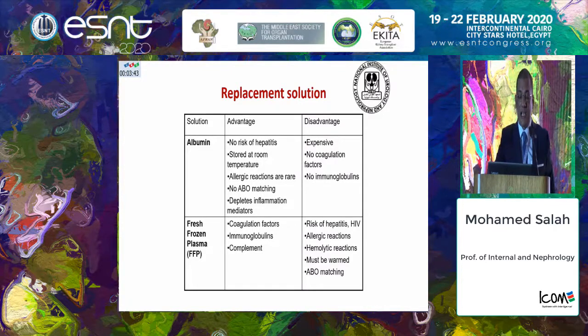In fresh frozen plasma, the advantages are that there are coagulation factors, immunoglobulins, and complement. The disadvantages are the risk of hepatitis, HIV, allergic reactions, hemolytic reactions, it must be warmed, and ABO matching.